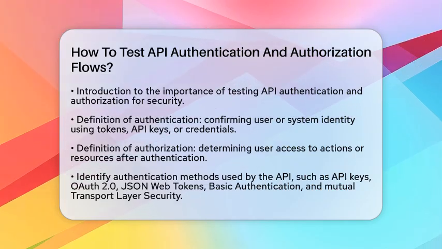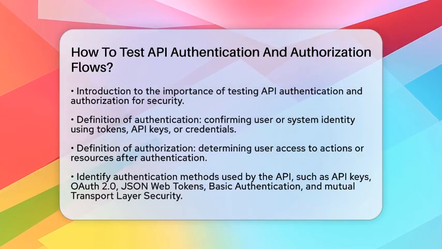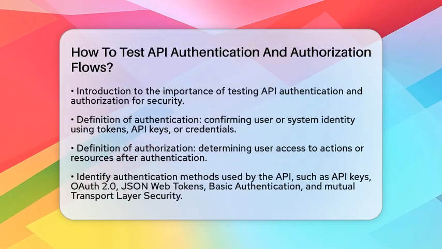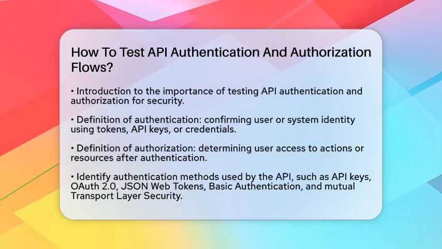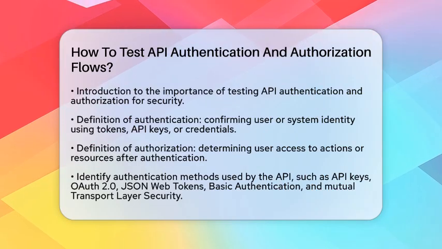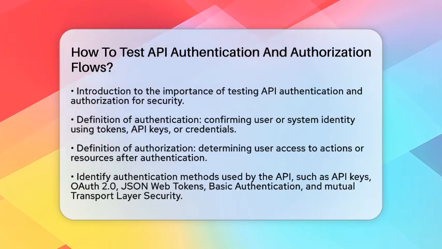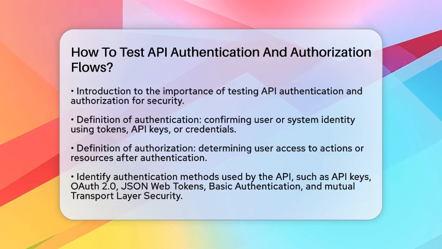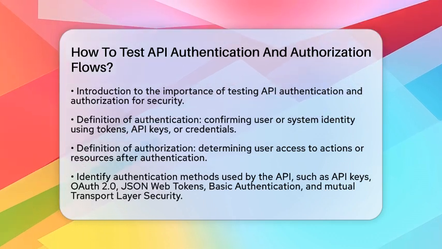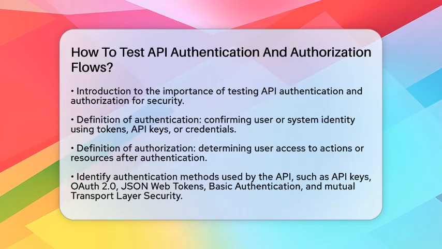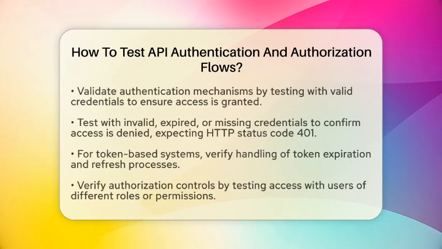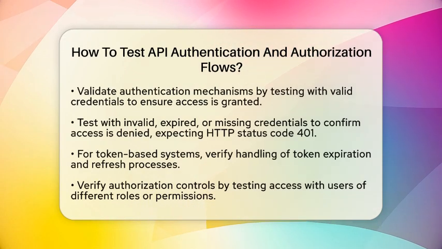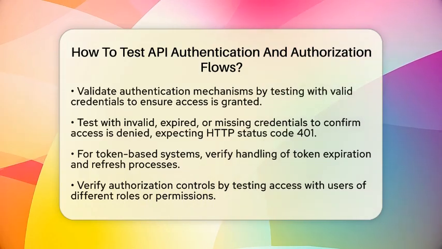To effectively test these flows, start by identifying the authentication methods your API uses. Common methods include API keys, OAuth 2.0, JSON Web Tokens, basic authentication, or mutual transport layer security. Each method has its own testing requirements. For instance, API keys are straightforward tokens, while OAuth involves more complex token exchange processes.